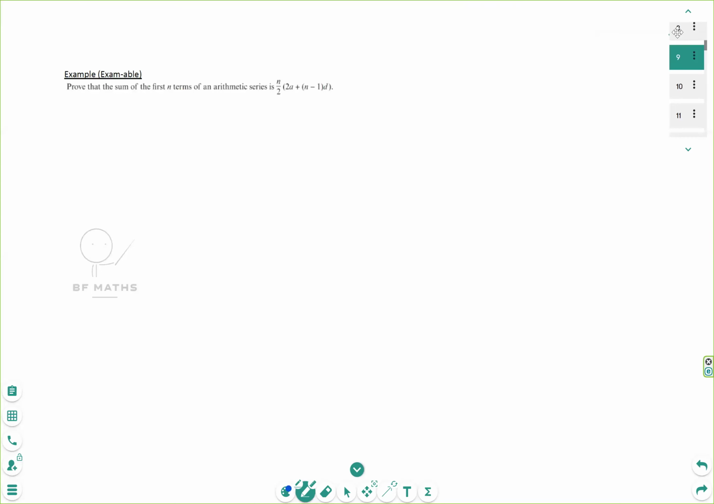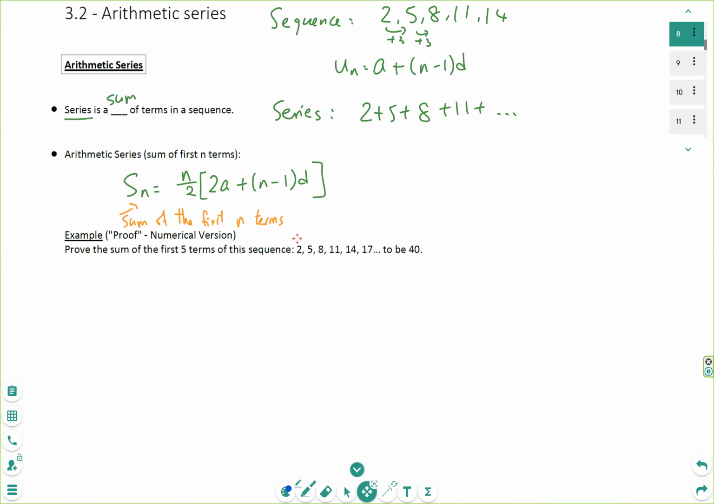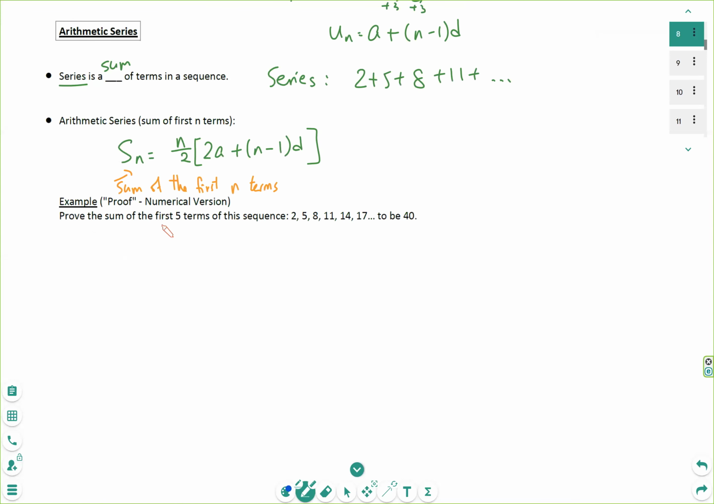Now, the proof is examinable. Before we go through the proof, I want to show you the numerical version first. So prove the sum of the first 5 terms. What we're trying to do is prove that 2 plus 5 plus 8 plus 11 plus 14 equals 40.